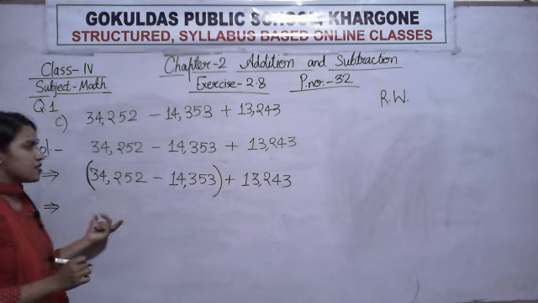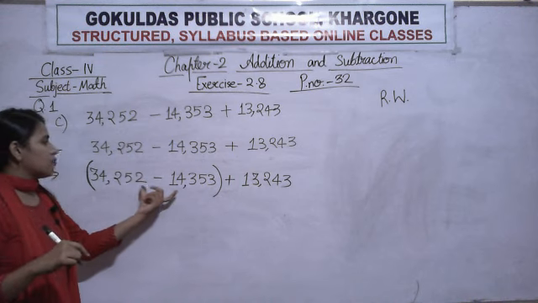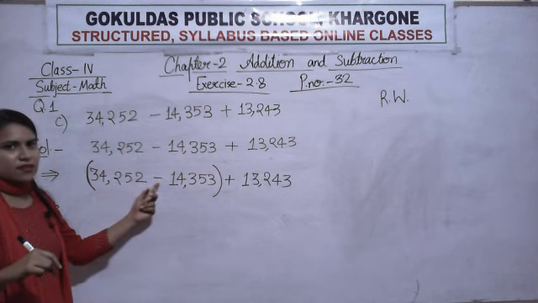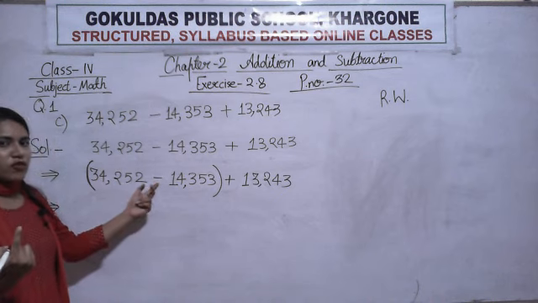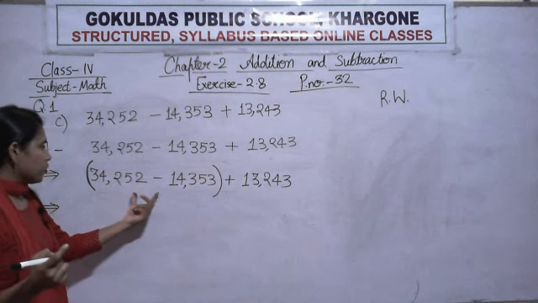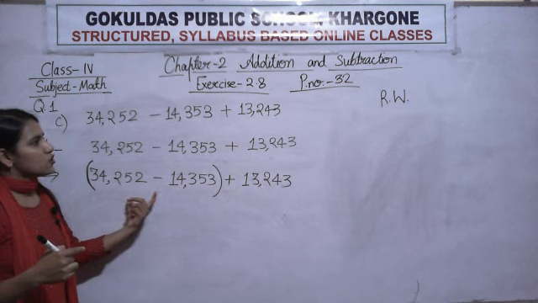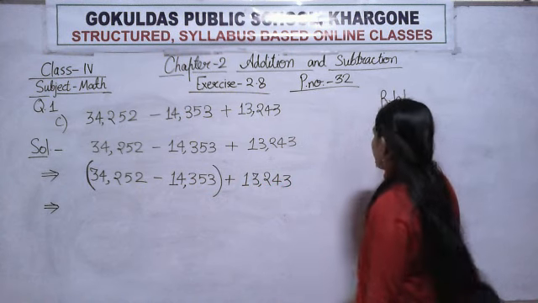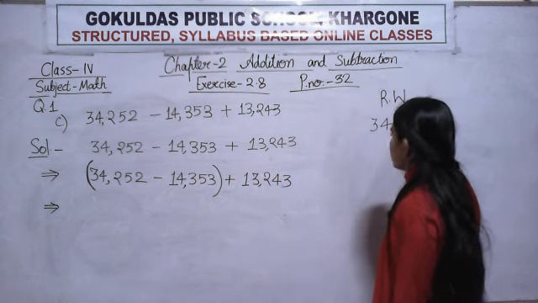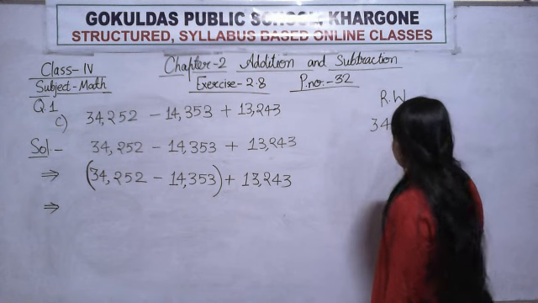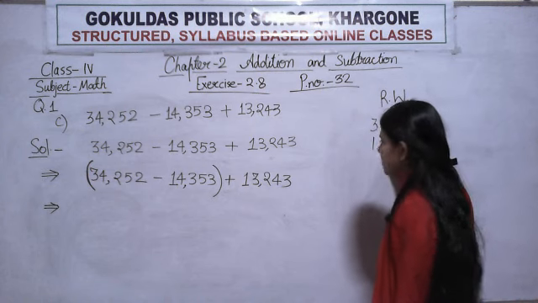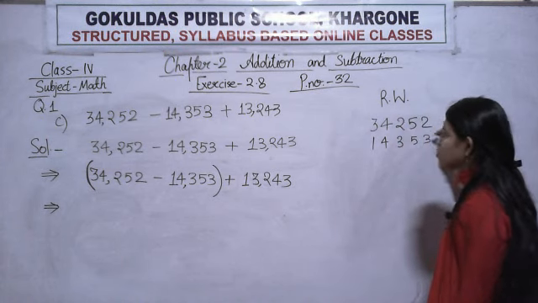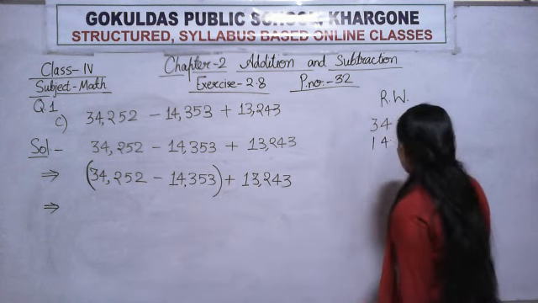Now the next step. To get the next step, you have to solve the bracket first. In the bracket you observe that two numbers are there and one symbol, the minus symbol. It means you have to perform subtraction. So you can't write the answer directly. In rough work you have to solve this bracket. So arrange both the numbers column-wise in rough work, which you can do by pencil. First number, then second number is 14,335. I arranged both the numbers of this bracket.